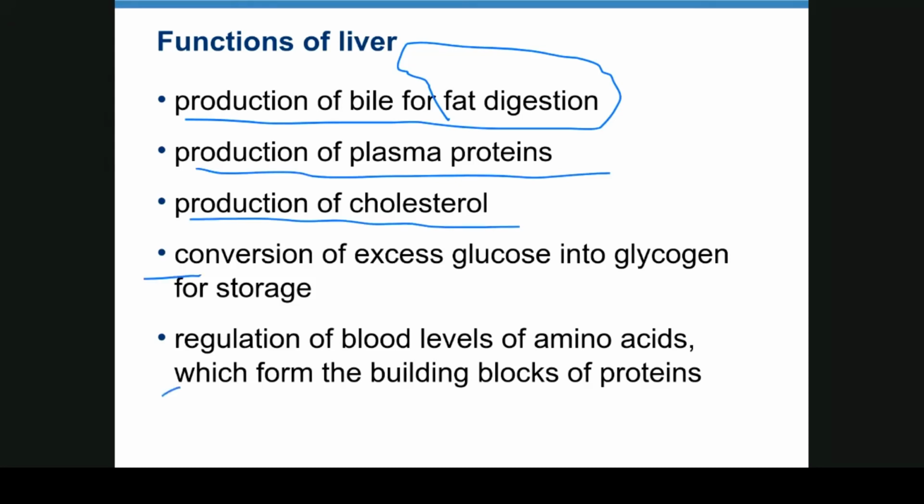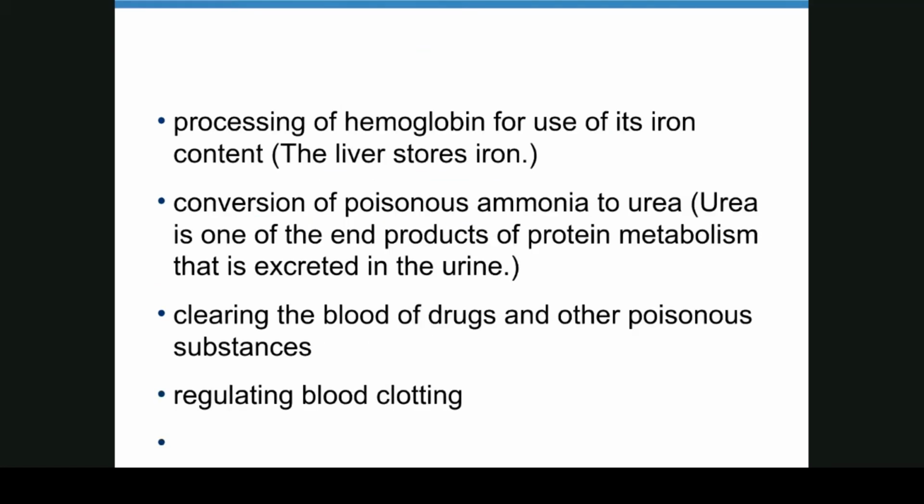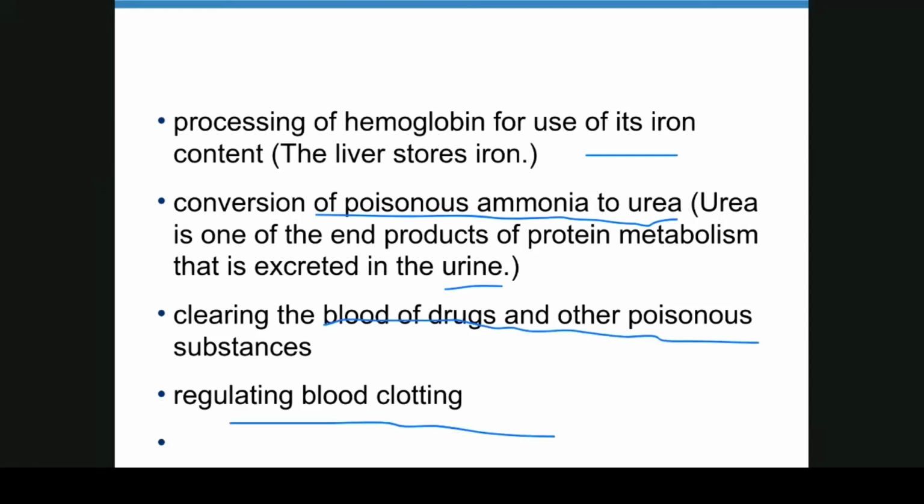of amino acids, processing of hemoglobin for its iron, so it recycles the iron, conversion of poisonous ammonia to urea, which will then be excreted in the urine, and clearing the blood of drugs and other substances involved in blood clotting.